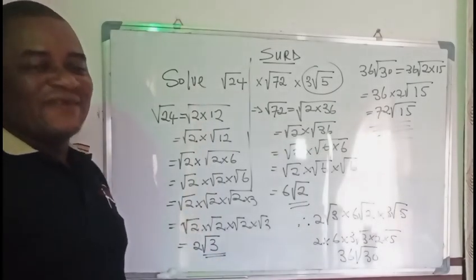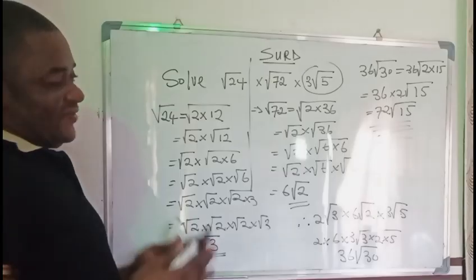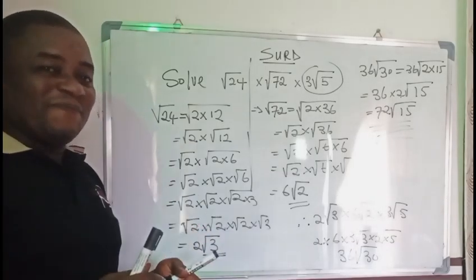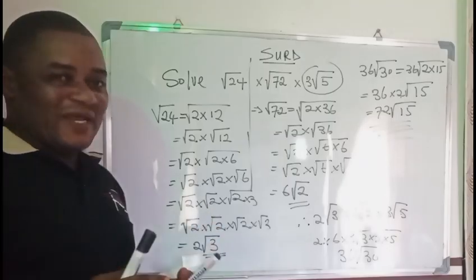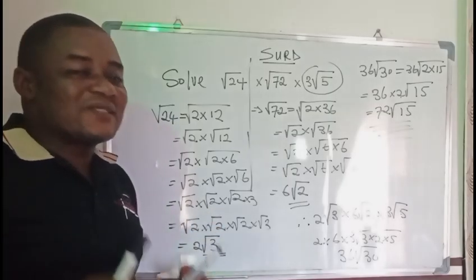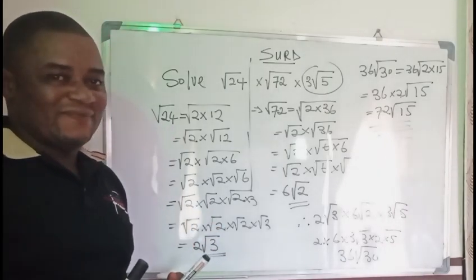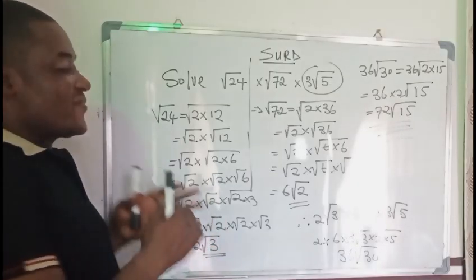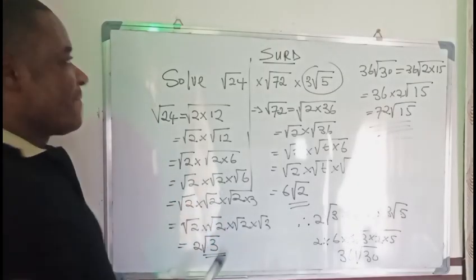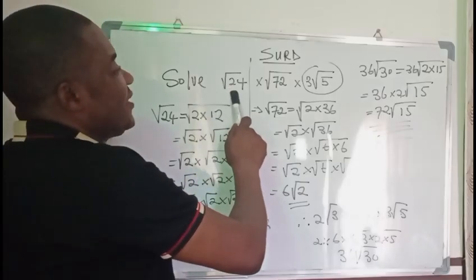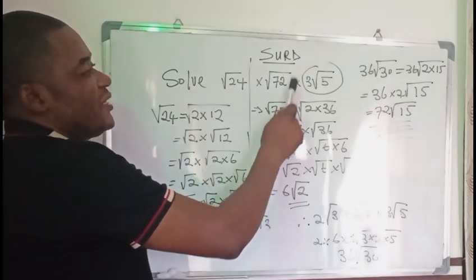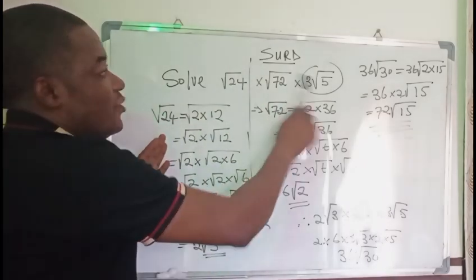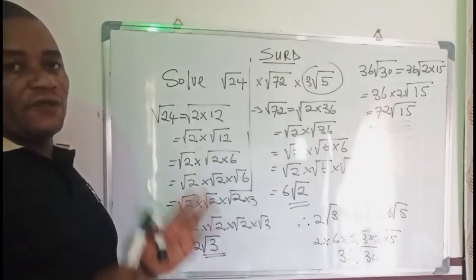Very simple, very, very simple. All you needed to do is to follow diligently, step by step, the solving of this problem, linking it to the rules that govern SURD. Now, for the sake of clarity, let me quickly re-explain what I have put down here. So we have solve SURD 24 times SURD 72 times 3 SURD 5. You have to break them down to be able to solve them.